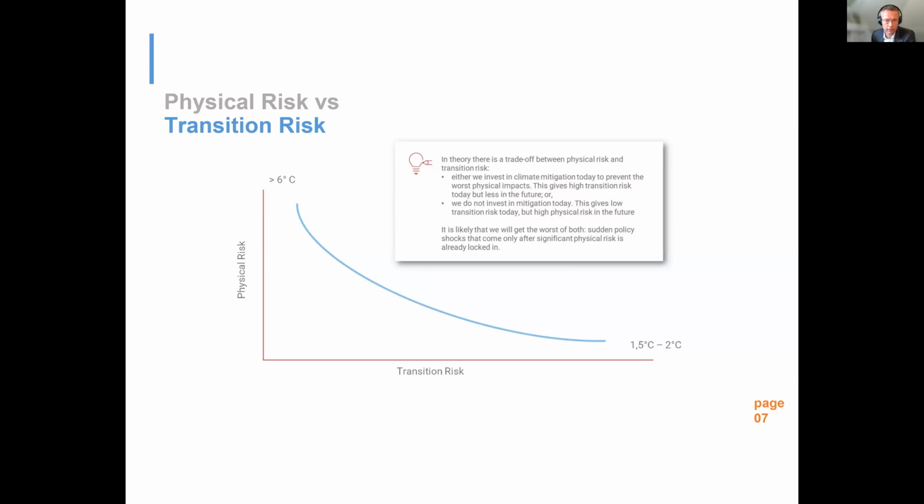I don't think this neat trade-off exists. I think right now, there's so much climate change already locked into the system that in a worst case scenario, we will have both a lot of physical risk, but also transition risk. The big question is not, are we going to transition to a low carbon economy? The big question is, when are we going to transition to a low carbon economy? And will that transition be an orderly transition, or will that transition be a disorderly transition?